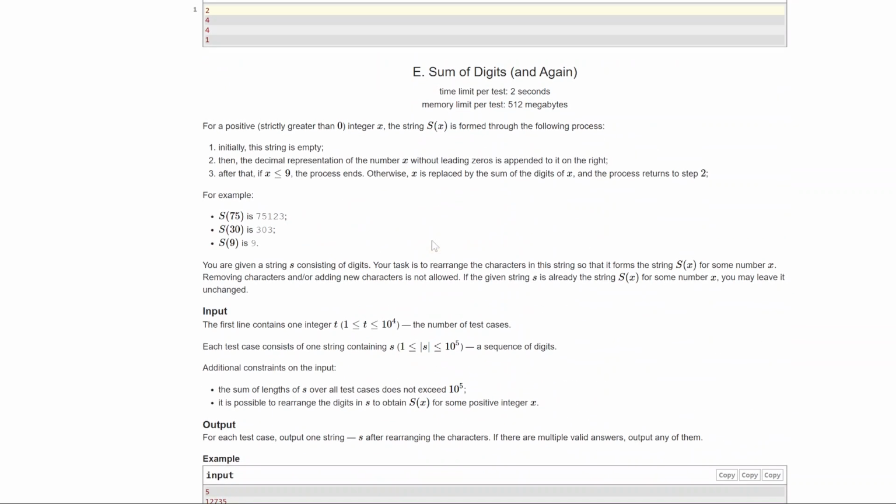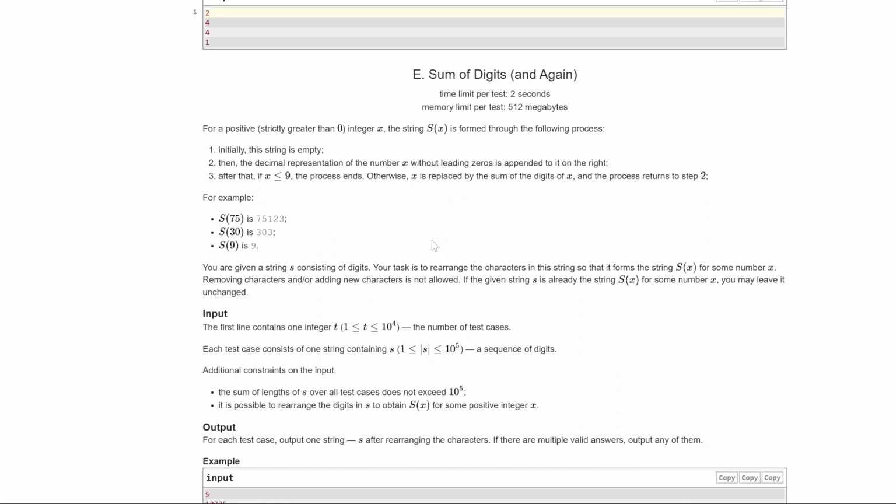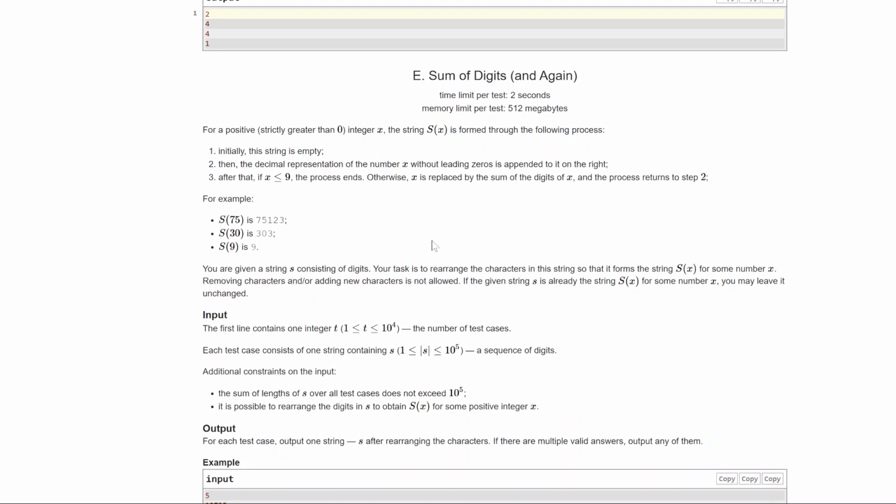It's very deep. Given an integer x, the string is formed through the following process. Initially, the string is empty. The decimal representation of number x without leading zeros is appended to it on the right. After that, if x is less than 10, the process ends, otherwise x is replaced by the sum of the digits of x and the process returns to step 2.